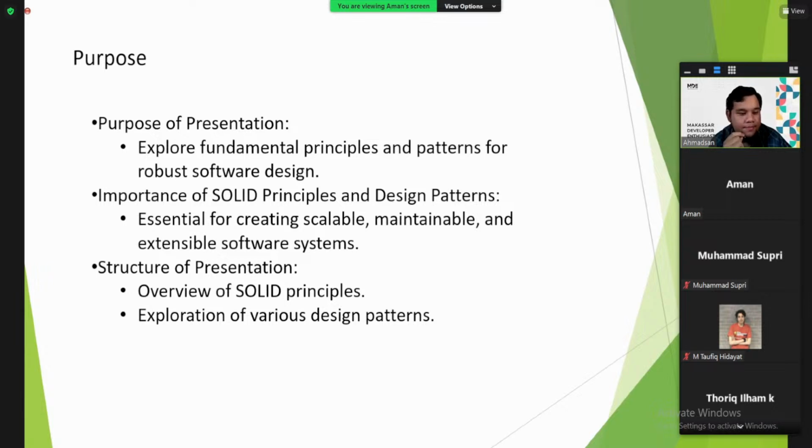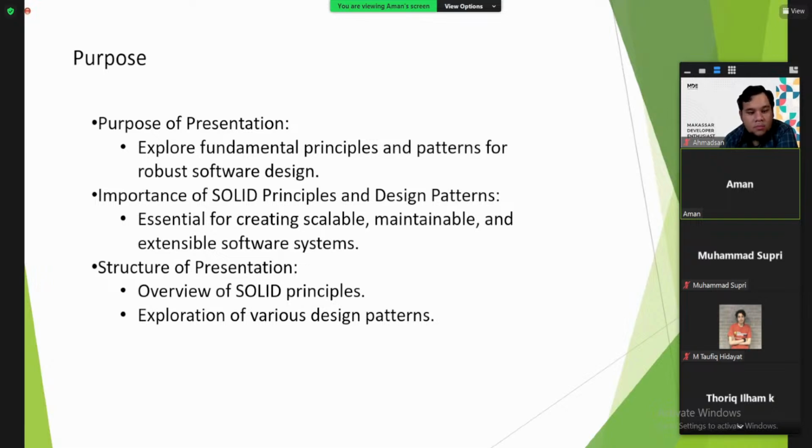So let's continue to the purpose of our presentation. As I said, the purpose is regarding the fundamental principles and patterns for robust software design. So we want to get to the importance of it. Why do we need the SOLID principles and design patterns? Why do we want to implement these things? Because we want the essentials to be made up, which are scalable, maintainable, and extensible software systems. So these are the three requirements. To adhere to these requirements, we need SOLID principles and design patterns.